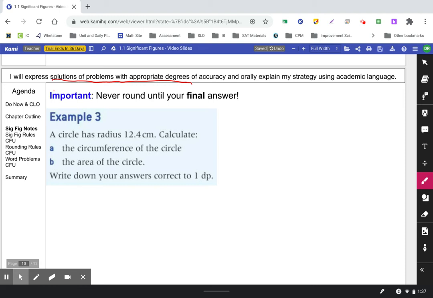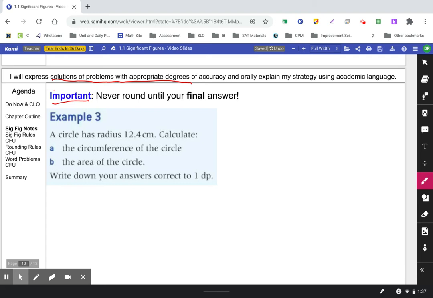So let's do it. Example 3. Oh, an important note. I almost forgot this. Never round until your final answer. A common mistake that I always see is students will round steps of a problem to sig figs. They never want to do that. Always wait until the very end. Use all unrounded values until the very final calculation.